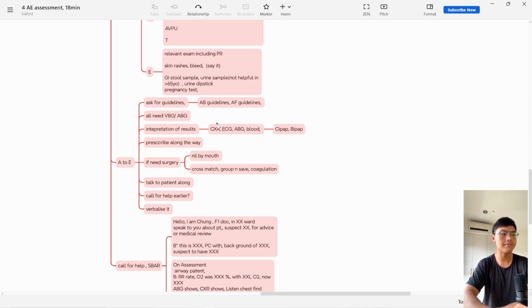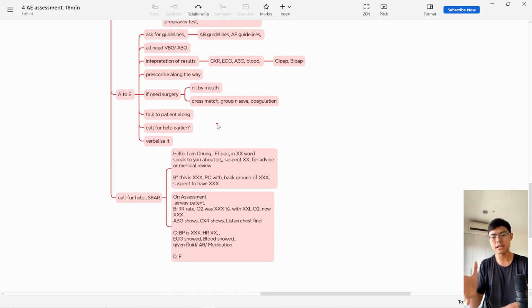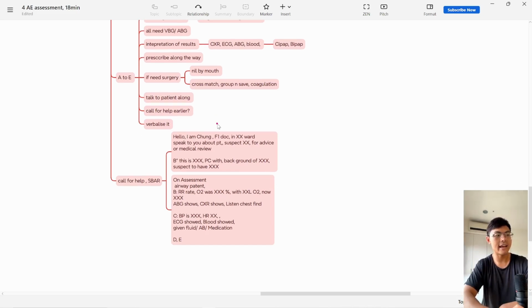Every patient needs VBG and ABG because in real life, blood probably takes around 3 hours to come back. VBG takes around 15 minutes, which is quite fast. So that's why you ask for it. Interpretations of the results, still remember to revise on it. And if the patient needs surgery nearby, for the bloods you will need to add on group and save, cross-match, potential coagulation if you feel like it's necessary.